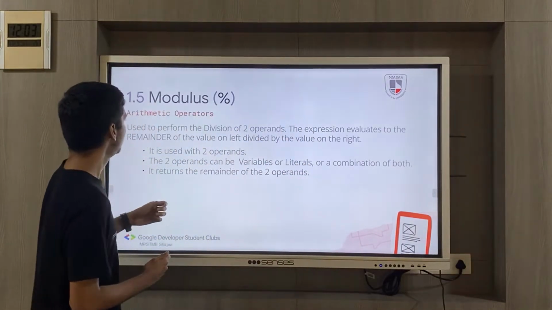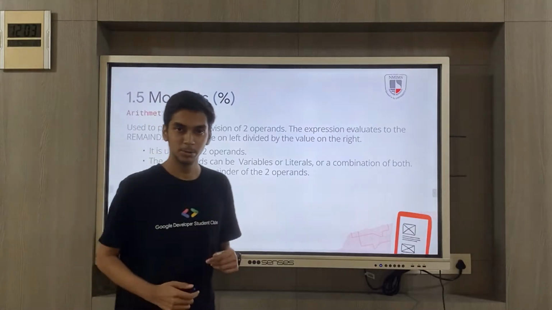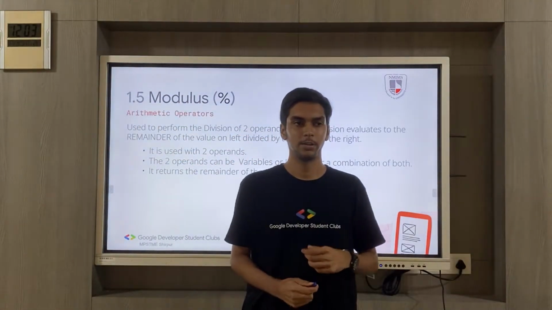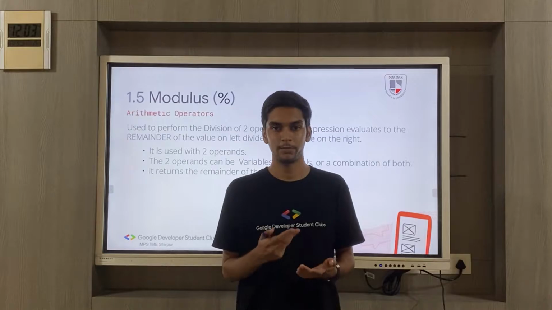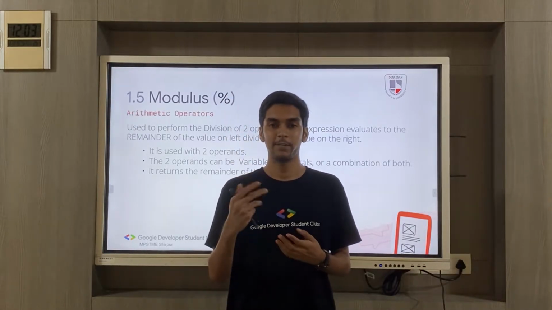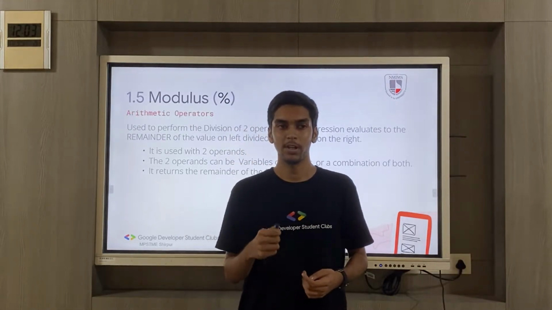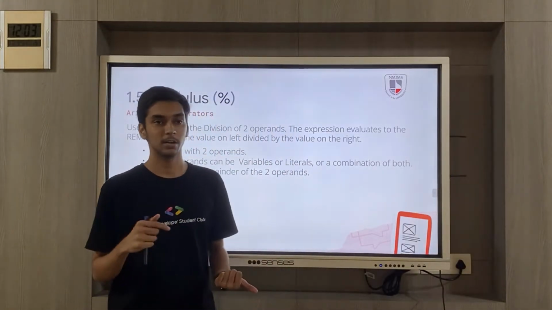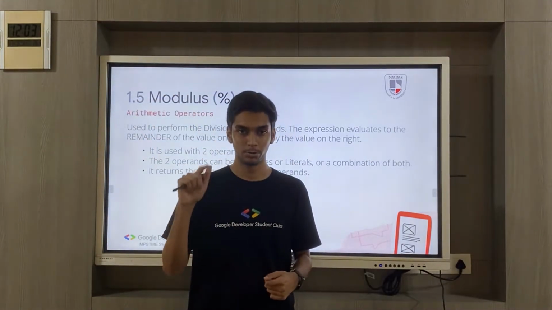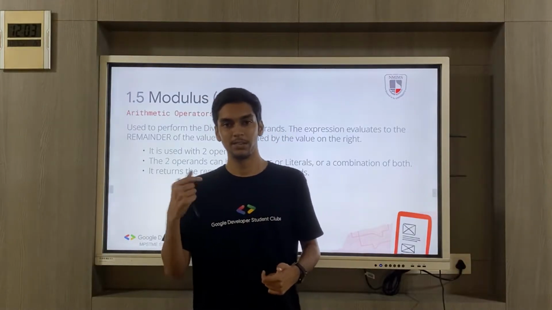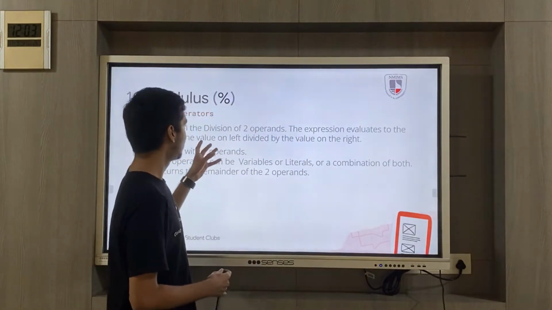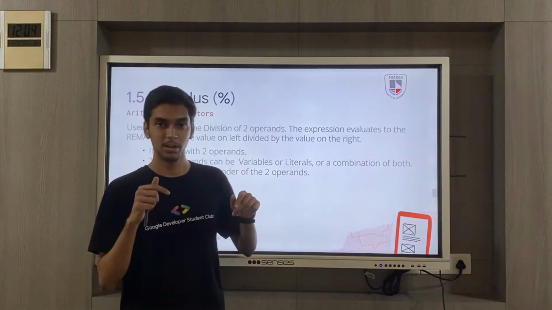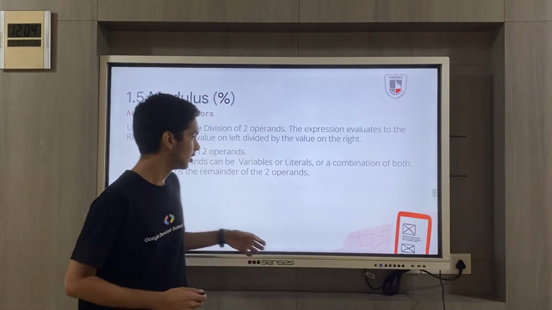Now next would be modulus. This would be a new one. Basically, if we have the division operator, 10 divided by 5, we'll get 2. So in that we are getting the quotient basically. But in this, suppose we write 10 modulus 2. So we are going to get 0 because this returns the remainder if we are performing integer division.